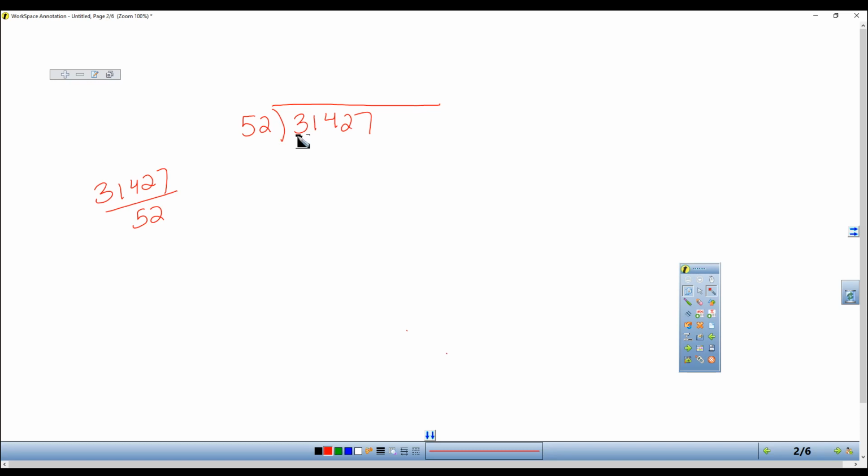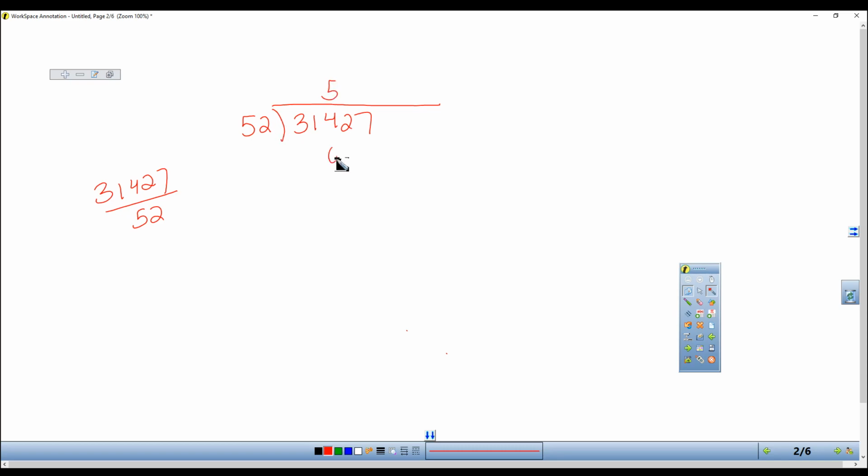So the first thing you would do is you would see if 52 went into 3, which it does not. So then you'd say, does it go into 31? Which it does not. And then you'd see if it went into 314, which it does. And you'd have to figure out how many times. What times 52 would bring you to something close to 314, but not over 314. So you might try 5.